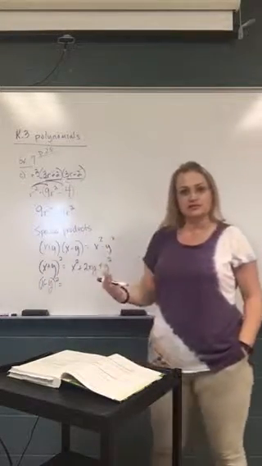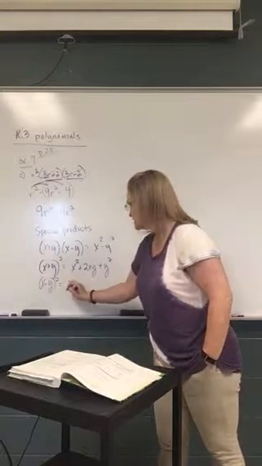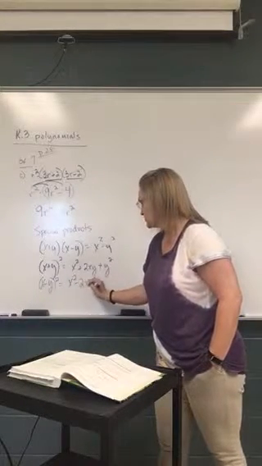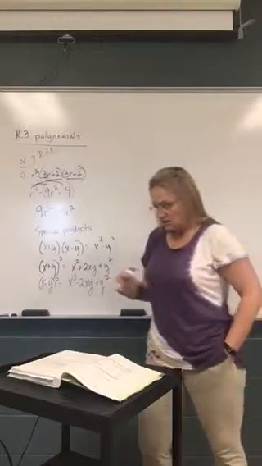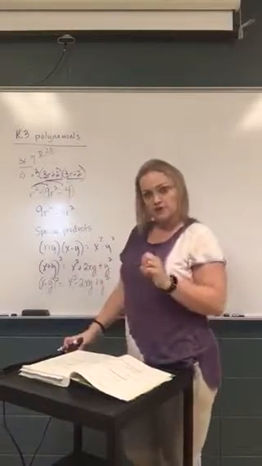The only thing that's different about that, if we go through the FOIL method, is the middle term is negative. It'll be minus 2xy plus y squared. All right, so we have some examples. Follow along in the book.